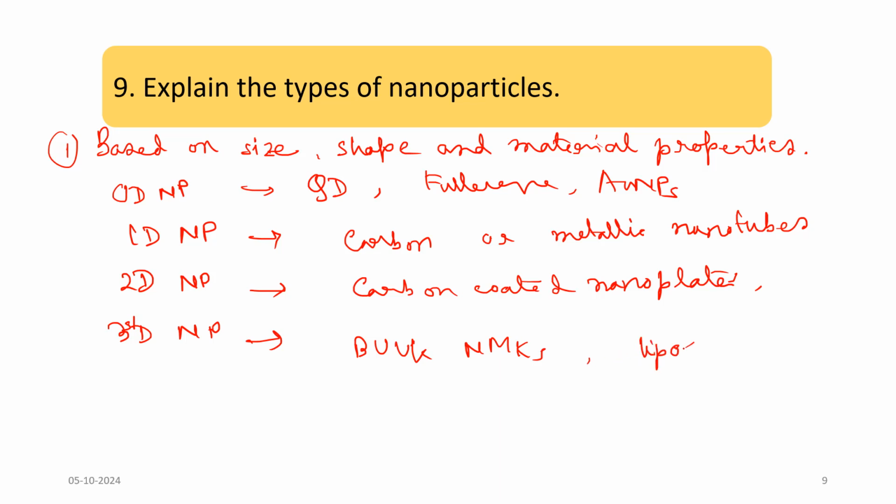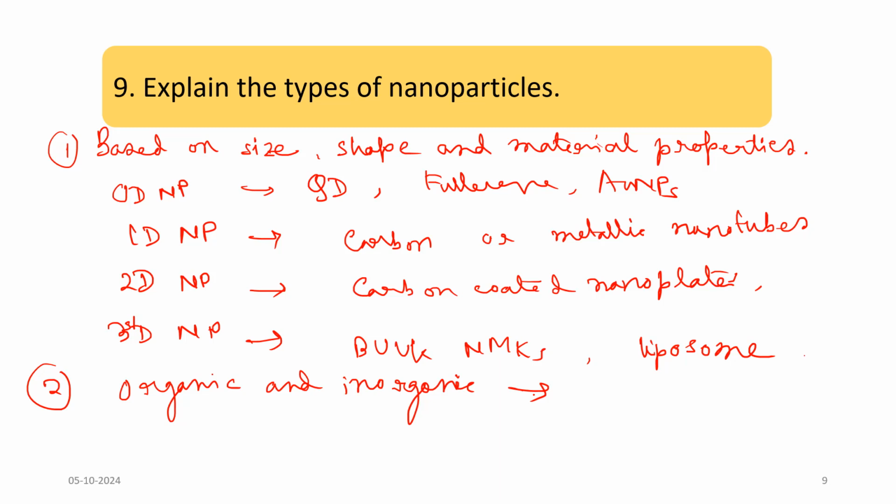Second comes based on organic or inorganic. Organic and inorganic. Under inorganic comes gold nanoparticles, quantum dot, iron oxide nanoparticles, lanthanide ions, and under organic nanoparticles comes dendrimers, micelles, liposomes, etc. Okay.